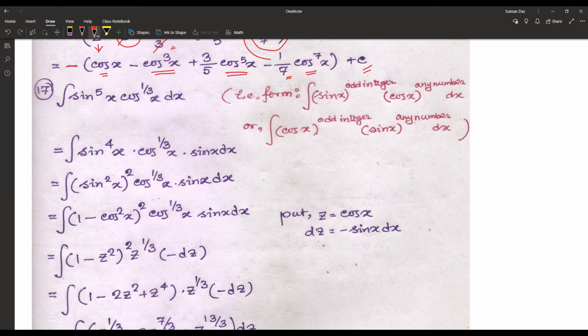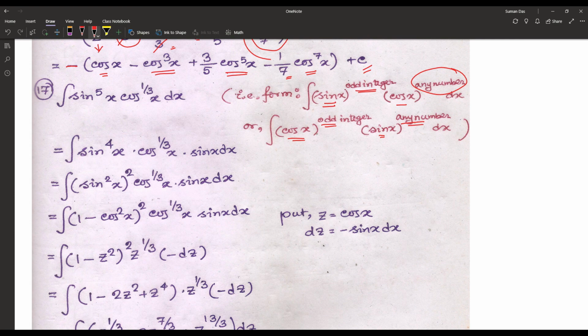In that form, not only one sin x or cos x has been given. Here the form may be sin x whole to the power odd integer and cos x whole to the power any number, or cos x whole to the power odd integer and sin x whole to the power any number. Let's check with a problem.